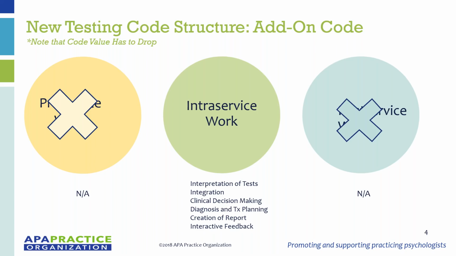The federal government has really supported moving to this kind of code structure because it is more accurate from their standpoint in terms of what they're paying for. So by design, the base code will have more value to it than the add-on code, which has the pre-service and the post-service work stripped away. So in essence, the base code would be used one time for an evaluation procedure, whereas it's not unreasonable for the add-on code to have multiple units attached to it.